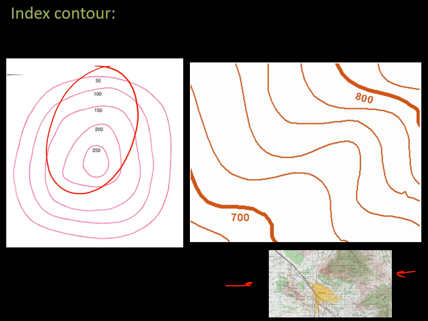Those that are labeled, like this one and this one, are referred to as index contours. Now they're often bold. The lines are bolder or darker, and they're the ones that are labeled.